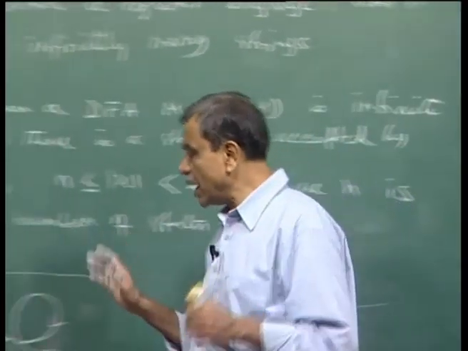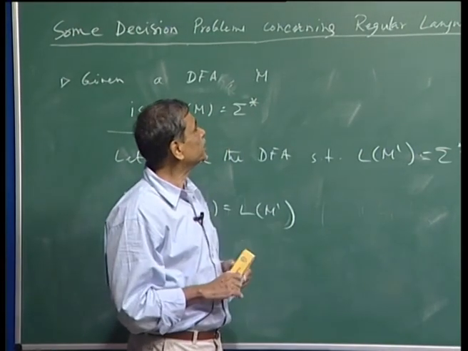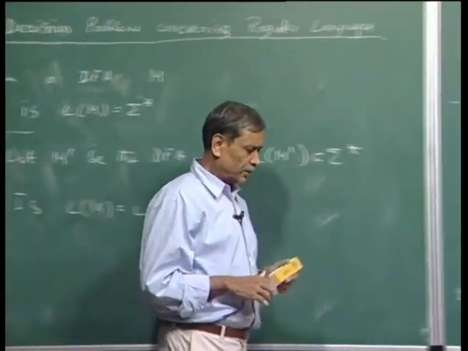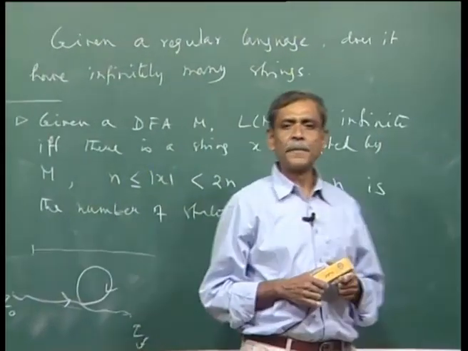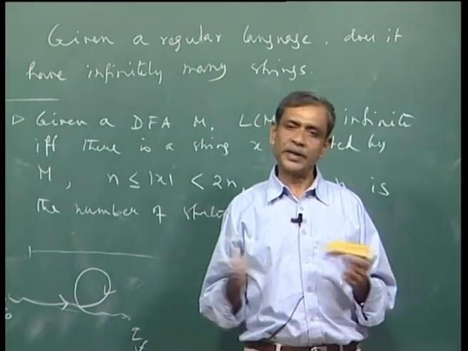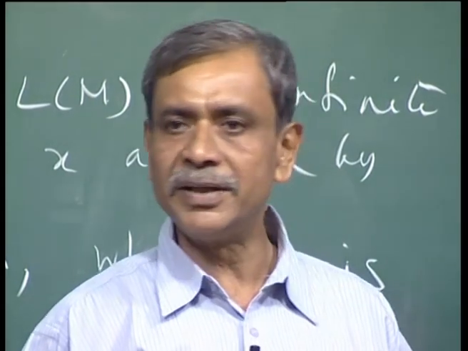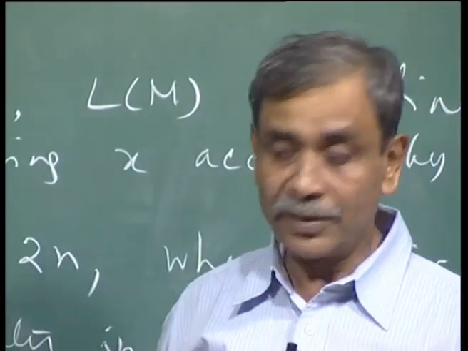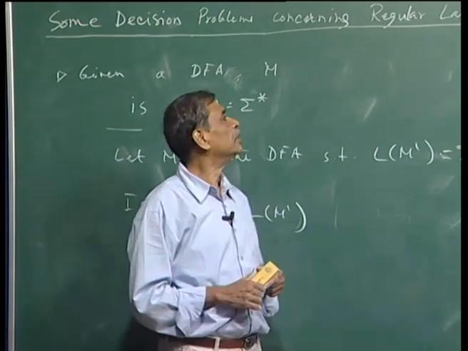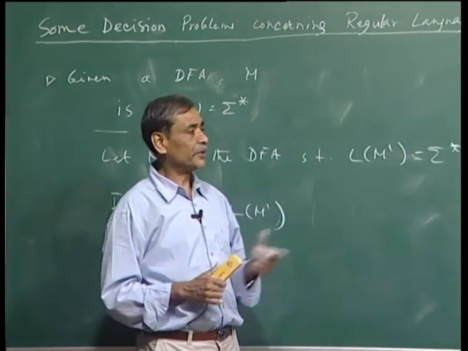So, what we have done today is look at some decision problems concerning regular languages, and we have found that all these decision problems can be solved by an algorithm, and these algorithms tend to be quite efficient, polynomial time. As we look at other classes of languages later on, we will see that there will be many decision problems for which we will not have any algorithm at all, not to talk of efficient algorithms. So, in that sense, our class, the regular language class, is a very nice class.